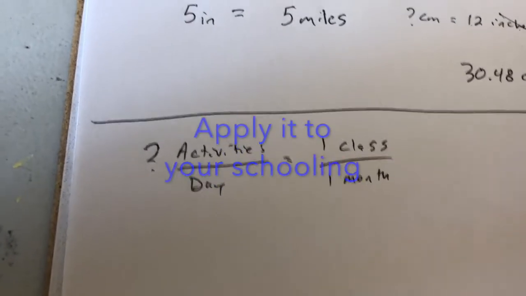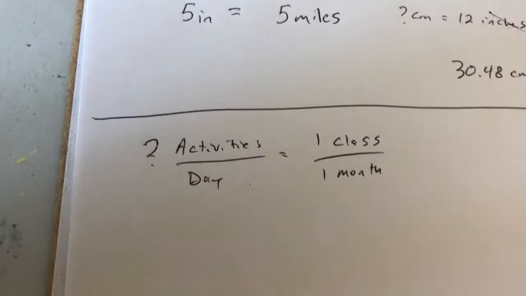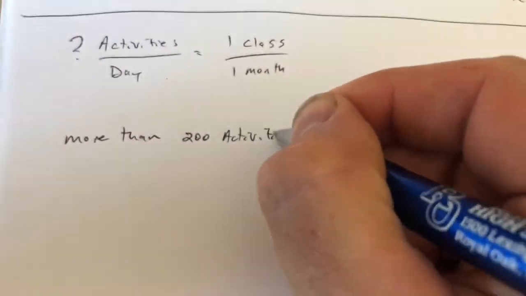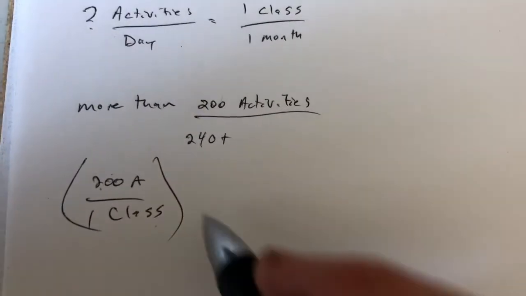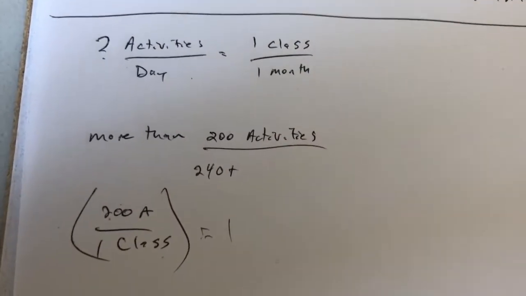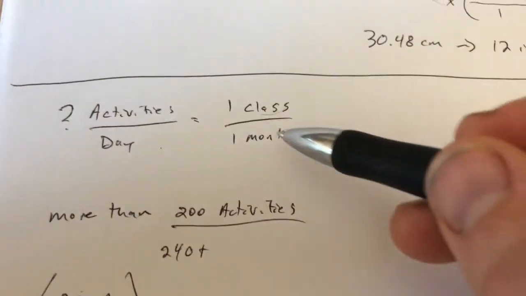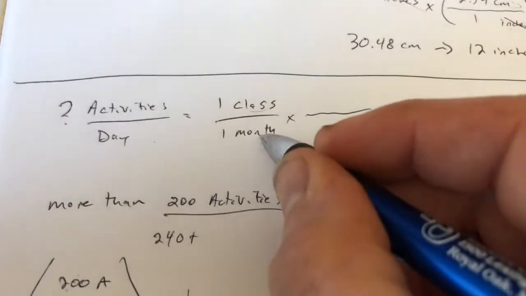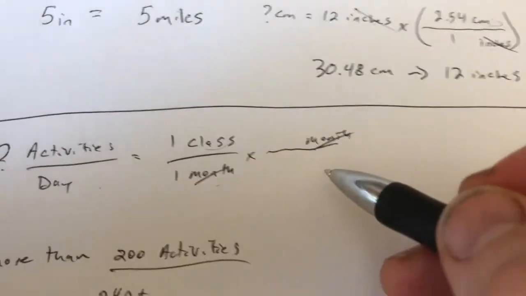Let's think of it another way. Let's say you wanted to figure out how many activities you should be doing per day in order to finish a class in a month. Well, what we know is most classes have more than 200 activities. Some 240. This divided by this is equal to 1, right? So I could multiply that. What I want to do is change this class on the top to be activities instead, and change this month into days. If I have month here, I can put month up here, and this month will cancel out with this month, because one is on the bottom and one is on the top.